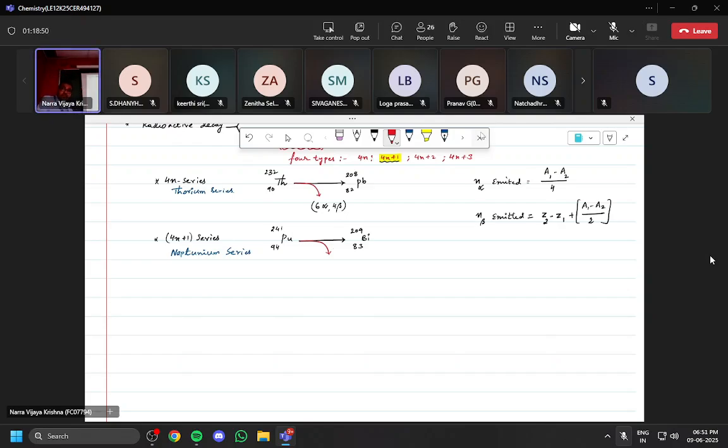241 minus 209, 41 minus 9, that is 8 alpha. How many beta? 8 alpha means 16 should decrease. 94 minus 16 became 83. So 5. So 8 alpha, 5 beta. Correct? Any questions in it?